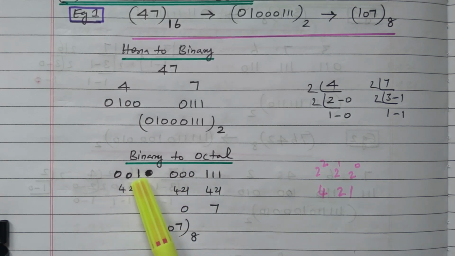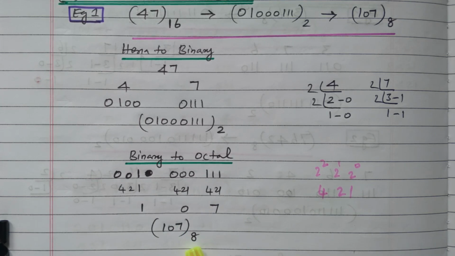Here only 1 is available. First two digits are 0. So this 4 and 2 become 0. Only 1 is available. 1 into 1 is 1. So what we got? 107. So this is nothing but an octal equivalent. 107 base 8. Right? It is how we converted group 3 into 3. Each and every 3 digit is converted into octal and all these 3 are combined together. Right? So finally we got this answer.